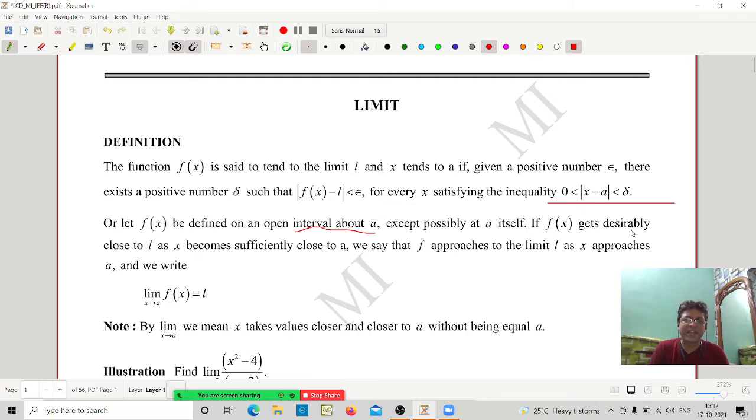If f(x) gets desirably close to L as x becomes sufficiently close to a, we say that f approaches the limit L as x approaches a, and we write limit x tends to a f(x) equal to L. So that is according to the definition, but I will show some diagrams.